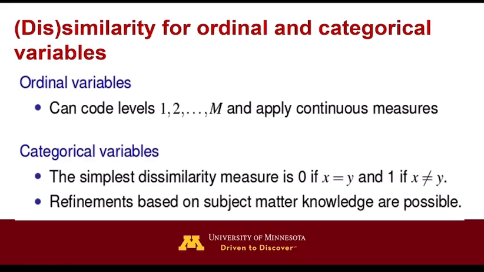When you talk about similarity, we could have features, and if you want to take into consideration the scale of measurement, they could be ordinal or categorical variables. If I have an ordinal variable, we can code that from 1 to n, and we can apply a continuous measure. If you have a categorical variable, we all know the simplest similarity measure is going to be 0 where x equals y. It's just like I'm talking about the city of Chicago and the city of Chicago: if Chicago equals Chicago, then x equals y. If I have two different cities, maybe New York City and Chicago City, I'm going to have a label of 1, which means x is not equal to y. And we can have a kind of refinement based on subject matter knowledge as possible.